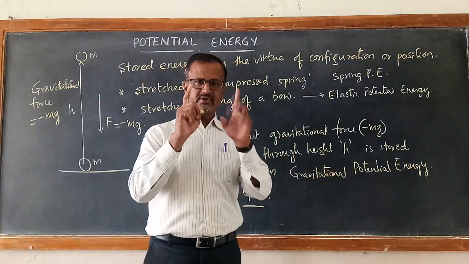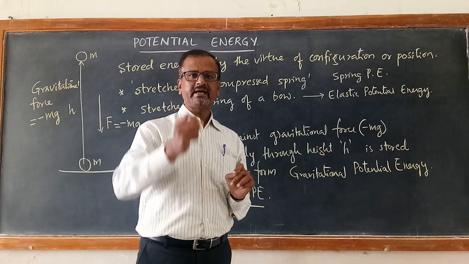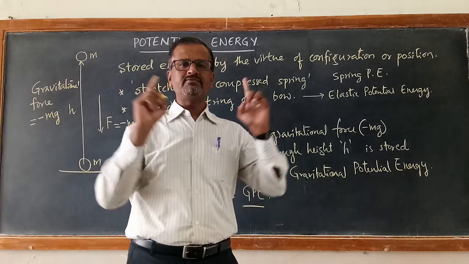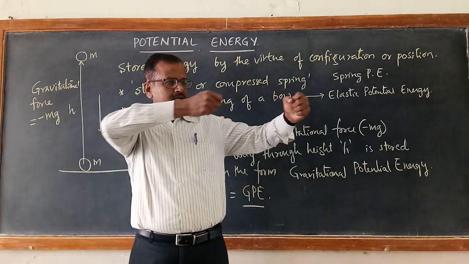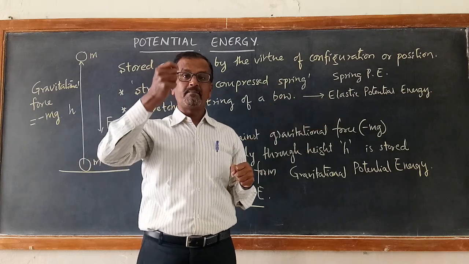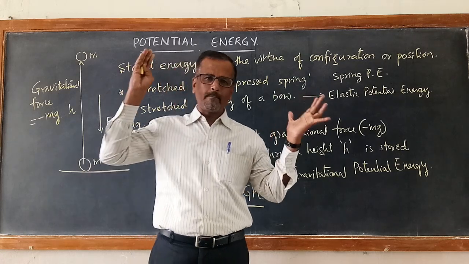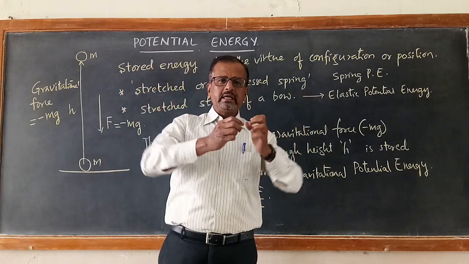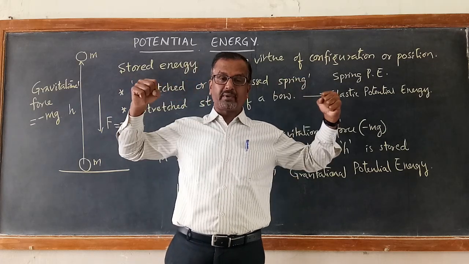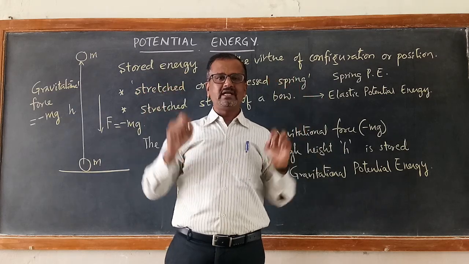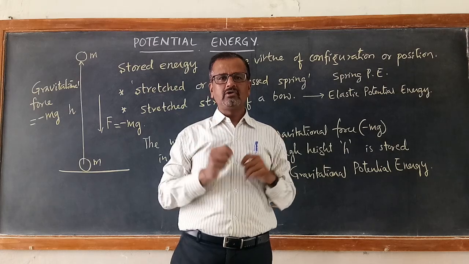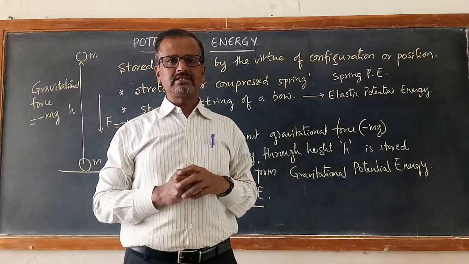Gravitational potential energy is one particular form. Work done against gravity in raising the body through a certain height h is stored in it in the form of gravitational potential energy. Work done in stretching the string is stored in that stretched string in the form of elastic potential energy. Work done in compressing or stretching the spring is stored in that spring in the form of spring potential energy. The moment you release it, it is converted into kinetic energy. I think you got the point as far as potential energy is concerned.